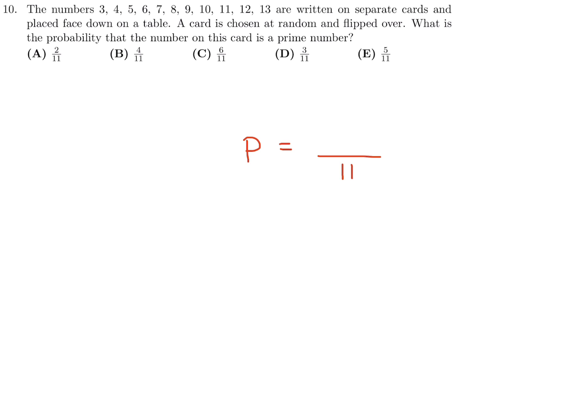And which of these are prime? Let's just circle them. 3 is a prime, 5, 7, 11, and 13. So those 5 numbers are prime. So that is what goes in the numerator. There you go. Probability is 5 over 11. And number 10, the answer is E.